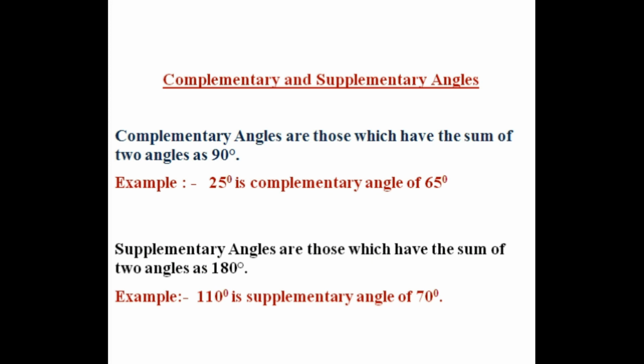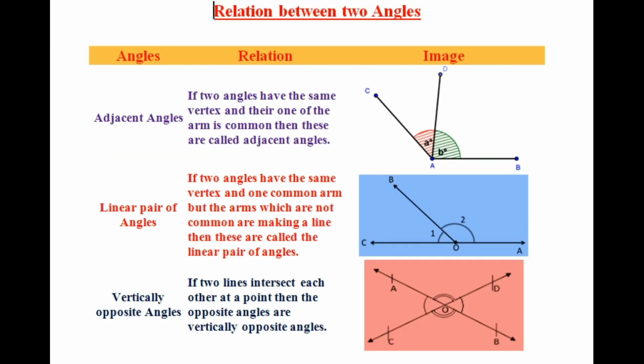Yes. Now supplementary angles are those which have the sum of two angles as 180 degree. That means if you add the two angles you should get 180 degree. Then the two angles are called supplementary angles. Example, 110 degree is supplementary angle of 70 degree. Both add to 180. 110 plus 70, that is 180. Therefore 110 and 70 degree are called supplementary angles. Clear?